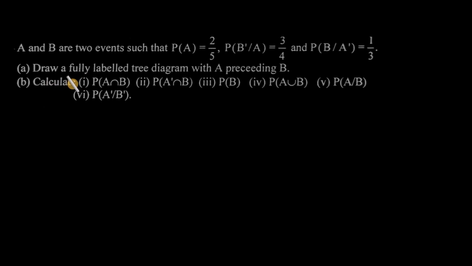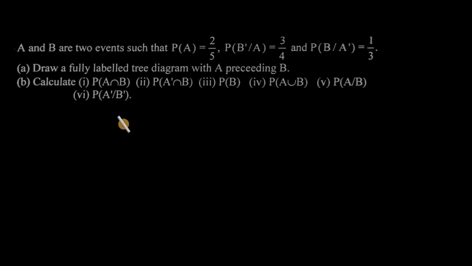This is another example. A and B are 2 events such that probability of A is equals to 2 on 5, probability of B prime given A is equals to 3 on 4, and probability of B given A prime is equals to 1 on 3. A. Draw a fully labeled tree diagram with A preceding B.